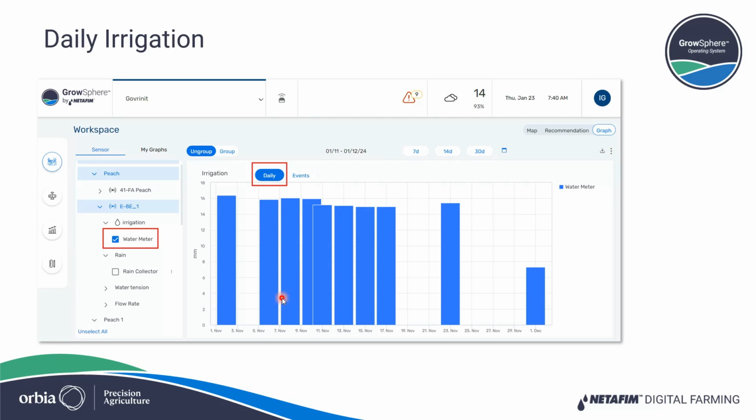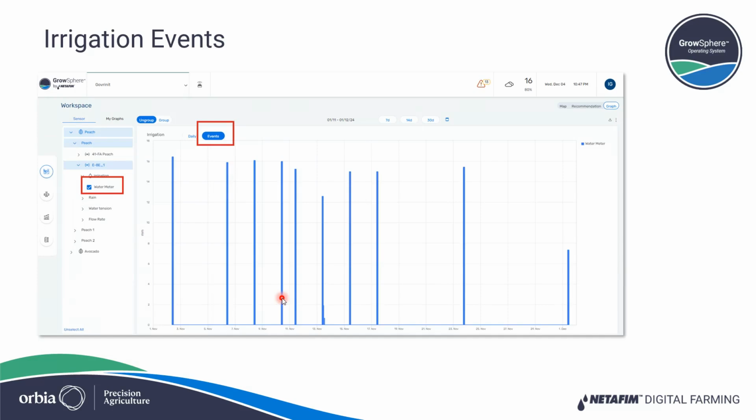And there is another option to move to the events, the irrigation events. In the irrigation events, you can see all the multiple events. So if I'm irrigating several times a day, I will get several bars in each one of those days.